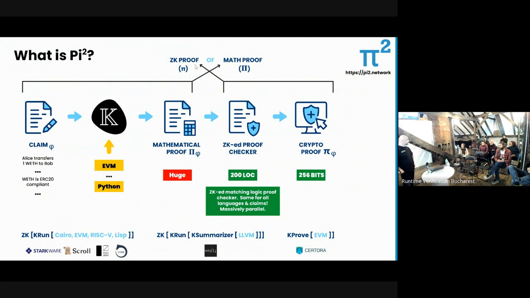Yes, it can eventually. It depends how you prove the proof checker. If you prove it in itself, then it doesn't really help you because you have to prove it in some more basic system. You have to trust the proof checker, and you can have multiple.